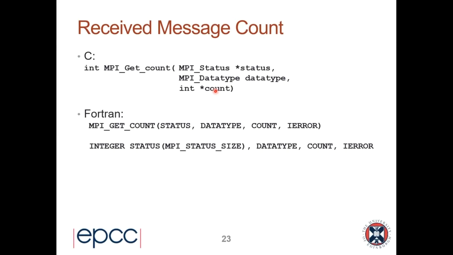So for technical reasons, the size of the incoming message, the actual count, is not stored directly in the status. You have to pass the status to a helper routine, saying, I received this message, tell me how long it was in terms of integers. MPI really tries not to talk about bytes because that makes things non-portable. Once you start talking about bytes, you've got non-portability. So MPI has this helper routine. Again, same in Fortran as well.